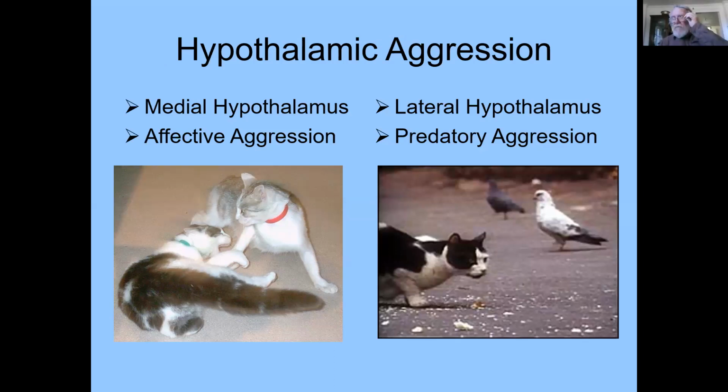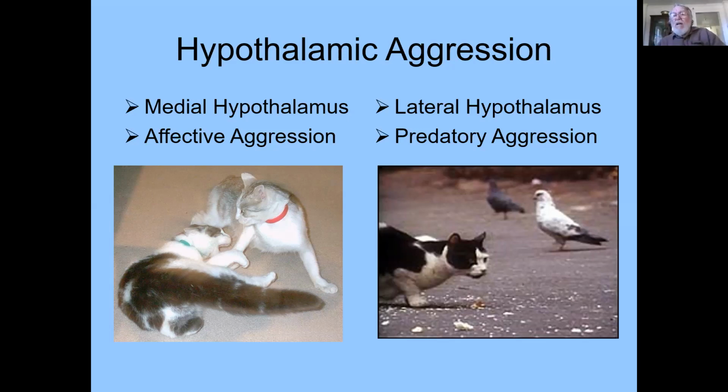And again, a lot of this work emanated from Yale University in the 1950s, done by a guy by the name of John Flynn. Basically, when you're looking at animals, and particularly cats, a cat is an incredible animal for the study of two different types of aggression. One is called affective aggression, and the second is called predatory aggression. In affective aggression, most of this aggression is done within the species, between two cats.